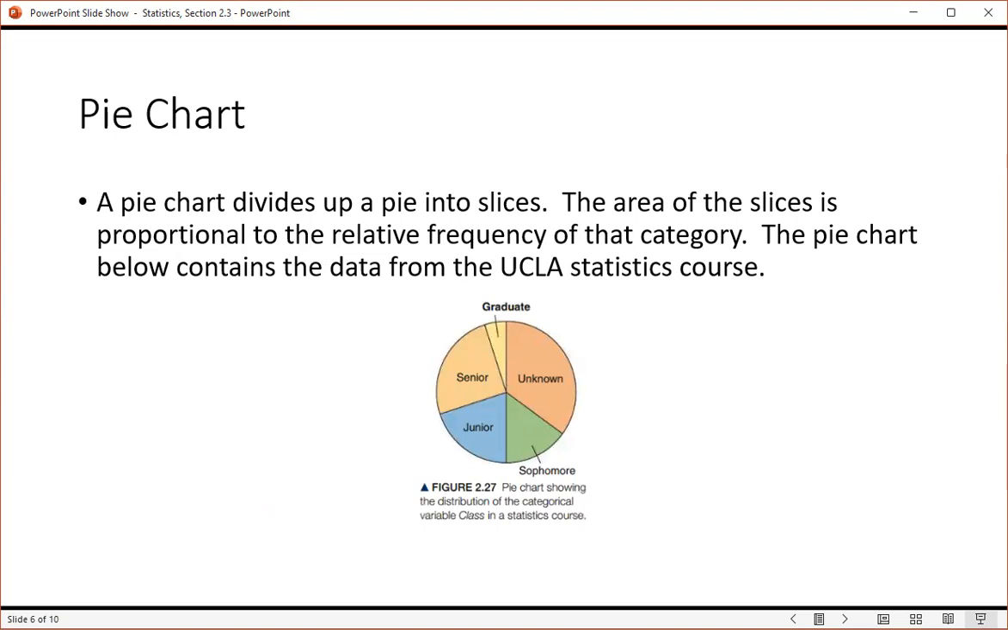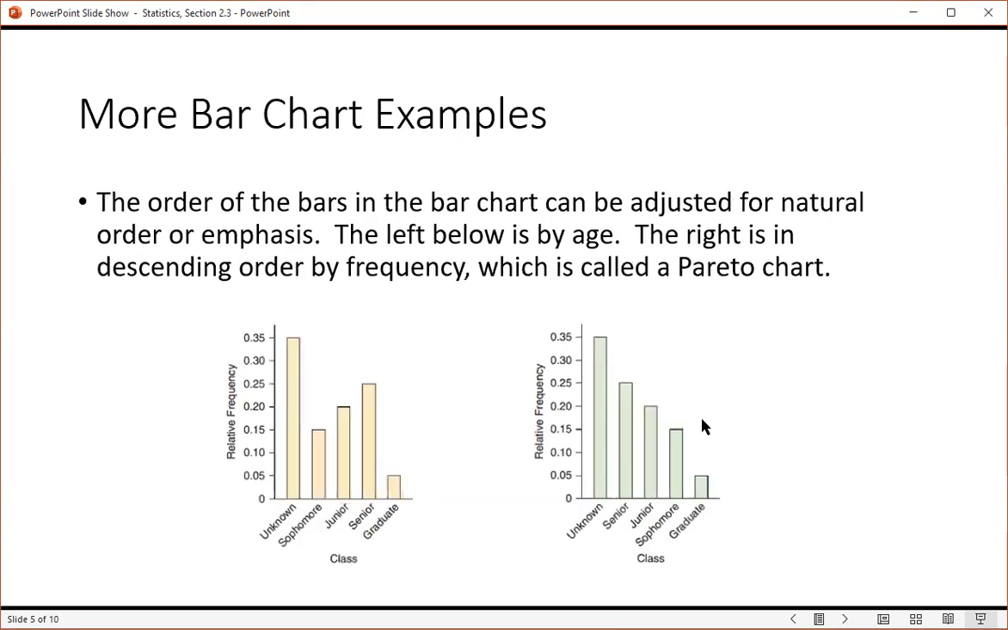A pie chart divides up a pie into slices. The area of the slices is proportional to the relative frequency of that category. The pie chart below contains the data from the UCLA statistics course. Okay, so the idea is that the slices here, the unknown slice, right? So what did we say that was? That was, let's go back, 35%.